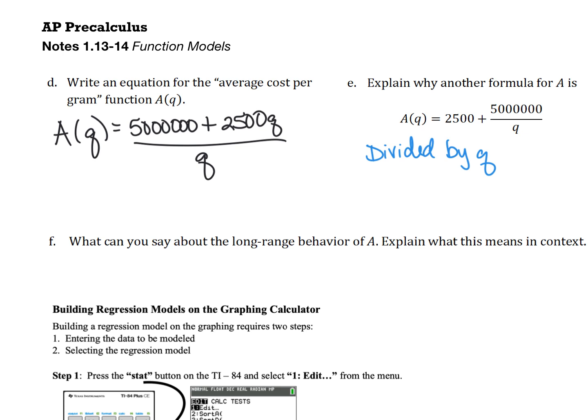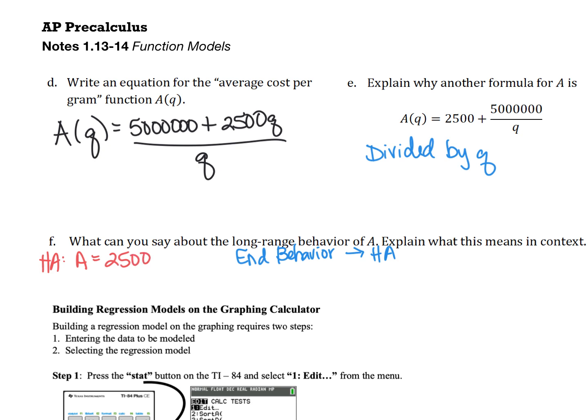Now, on F, what can we say about the long-range behavior of A? What does that mean in this context? That means the end behavior. In other words, I'm thinking about, is there a horizontal asymptote? Okay, I like our equation better because when I look at it, I can see the 2,500 Q on the top and the Q on the bottom. Are we going to have a horizontal asymptote? Yeah, we're going to have a horizontal asymptote equal to what? 2,500. Okay, is my horizontal asymptote.